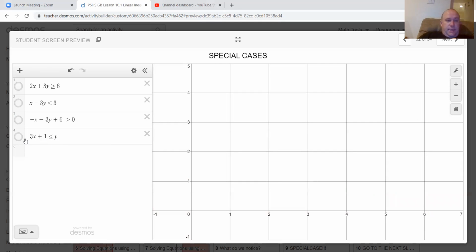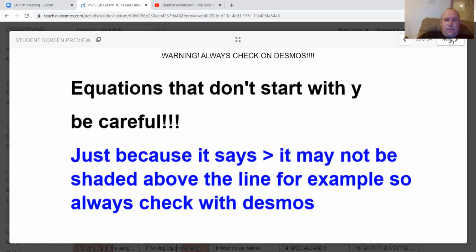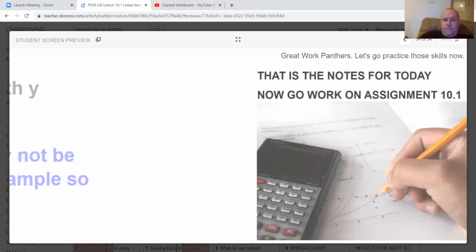It's got a y in it here. It says less than. It's actually shaded above. Notice the y is actually on the right-hand side of the inequality, not the left-hand side, as what we saw earlier. So once again, always worth typing them in just to check that you actually have the correct solution to these ones. And yeah, equations that don't start with y equals, be particularly careful. I would recommend typing in every question on Desmos just to make sure that you have it exactly correct.